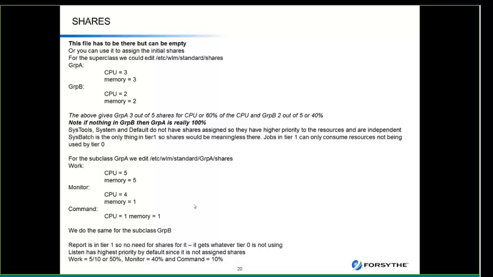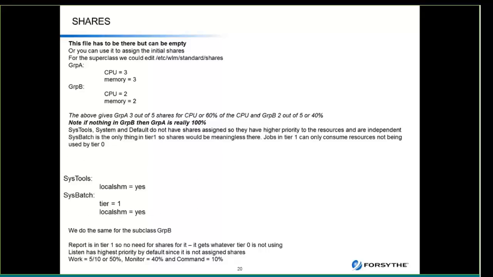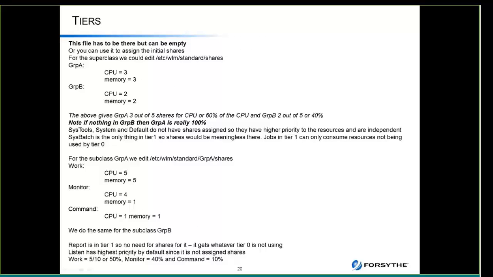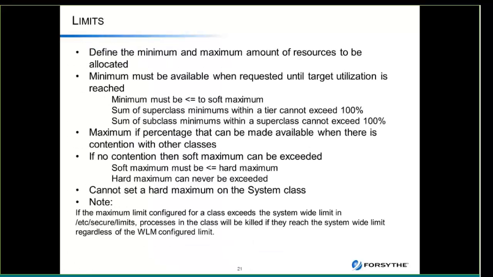The other thing is if you only have one thing in a tier, so for instance, in the slide back here we have sysbatch in tier 1, but it's the only thing in there, then we don't need to bother with coding any shares for that because it's the only thing in the class, so there's nothing to share with. Limits is where you get the real power.